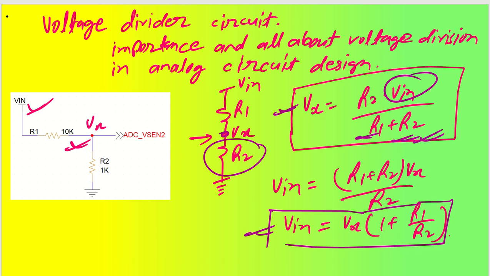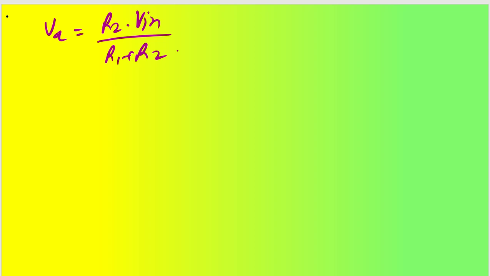Similar to that, we can try to calculate other values as well. How can we calculate them? Let us say Vx is equal to R2 into V in divided by R1 plus R2, and this is the circuit that is there with us. So this is my Vx, this is my R2, this is my R1, and this is my V input.